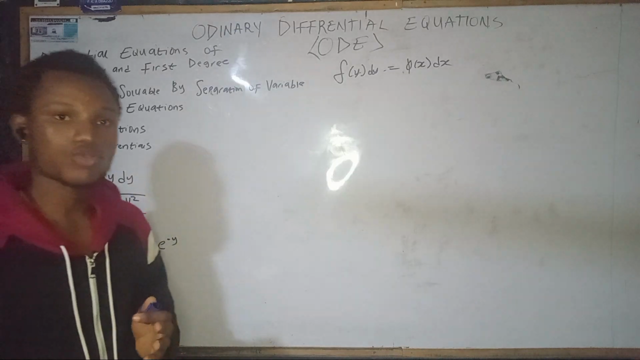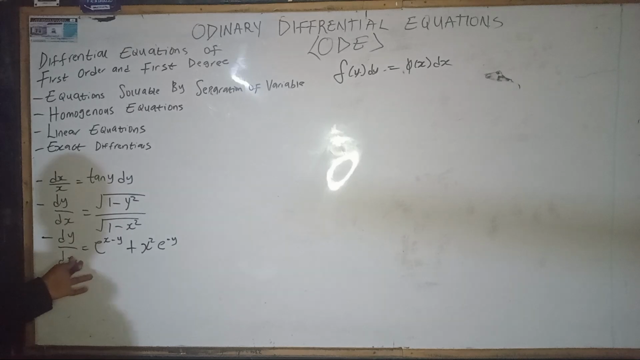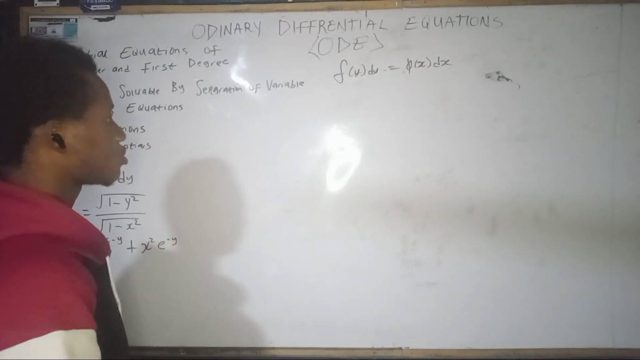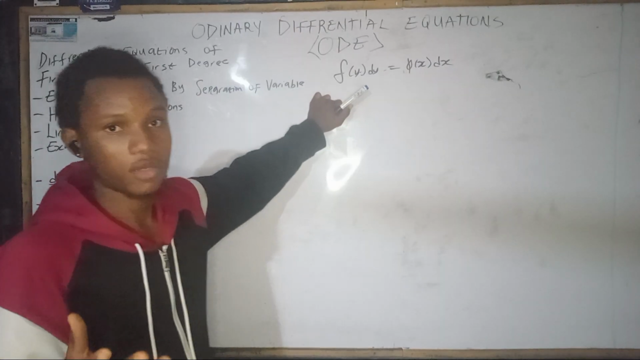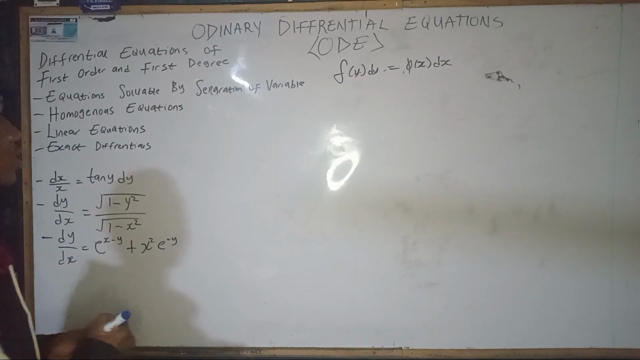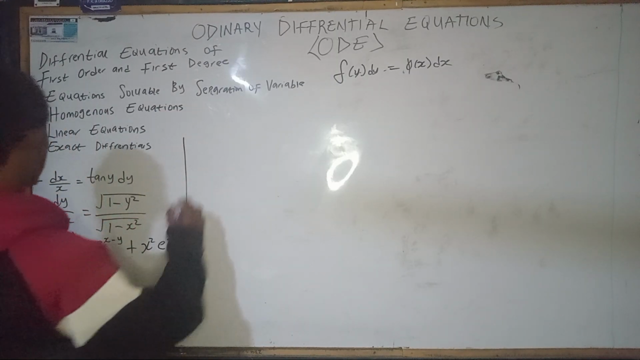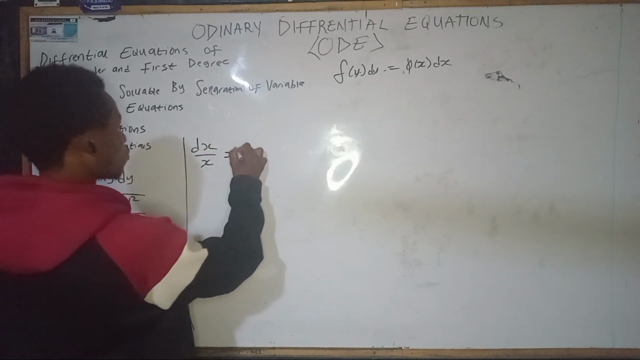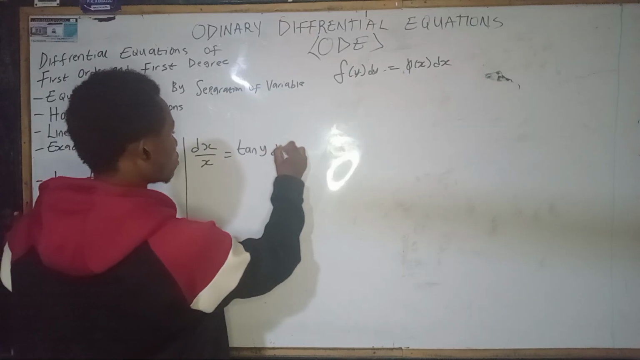Something like this, we are going to have to apply a little bit of algebra, indices and everything that we know. We are going to be applying it to be able to put these questions into this form first before we integrate. So now let us look at the first question here. We have dx over x is equal to tan y dy.